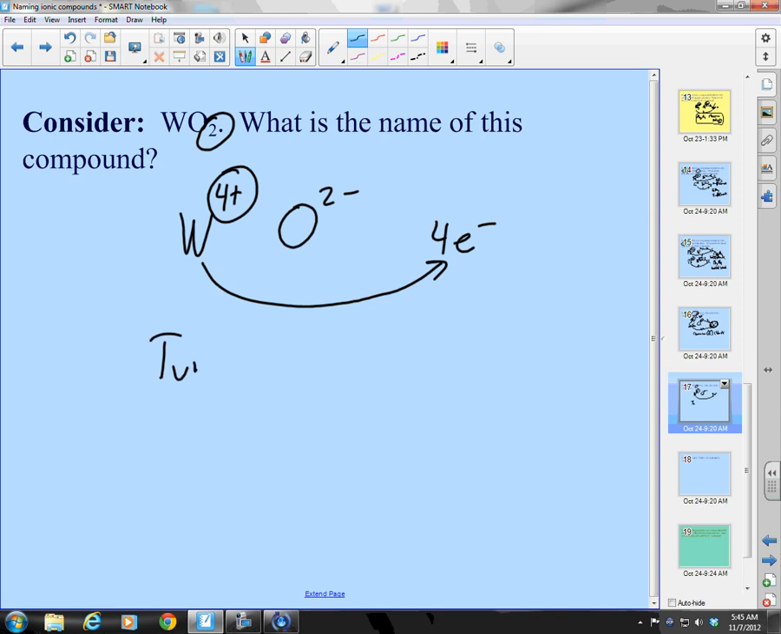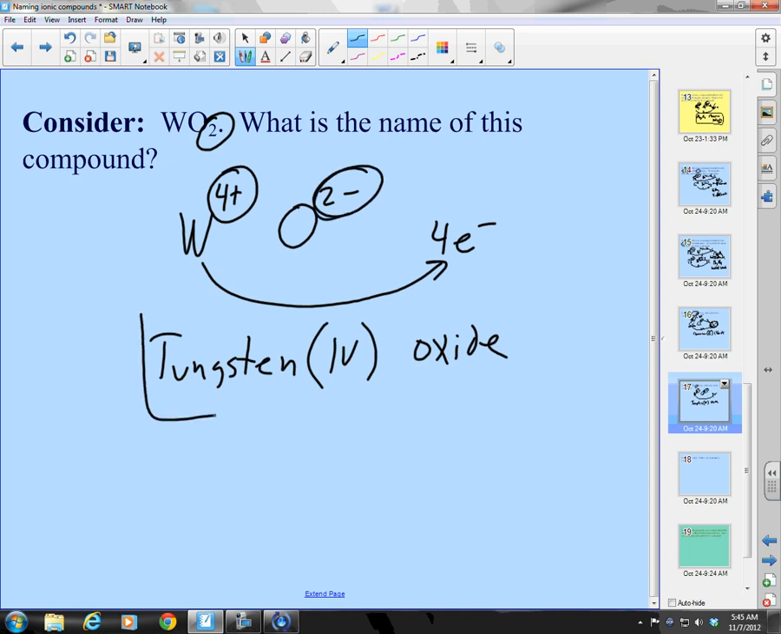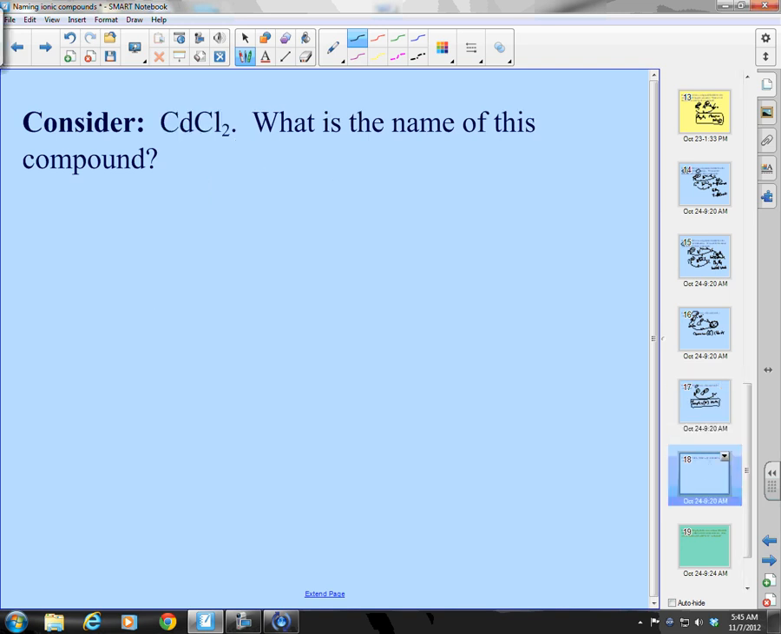So I have tungsten 4 and what? Oxide, right? Do I have to say what the charge on my anion is? No, I never do. Tungsten 4 oxide. Got it? Great. Last one, and then we'll call it a day.